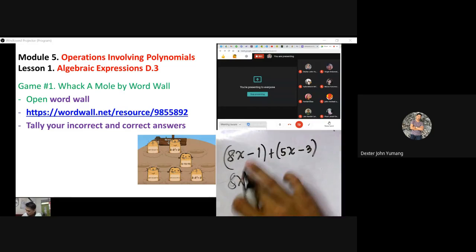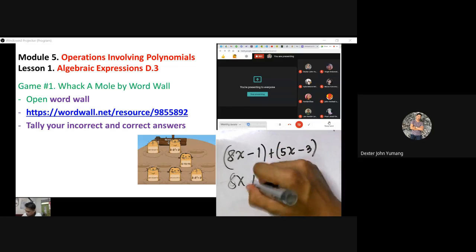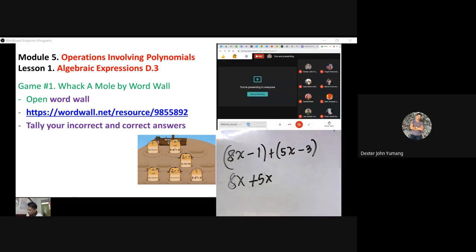Ay, hindi pala minus 1. Ang partner niya si 5x. Positive 5x. Bakit po positive? Dahil positive po dito. Next, minus 1, minus 3. So, 8 plus 5 magiging 13x.